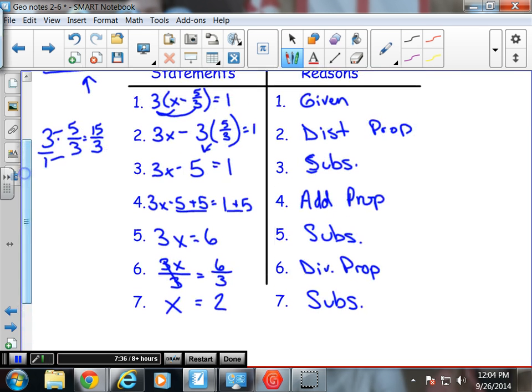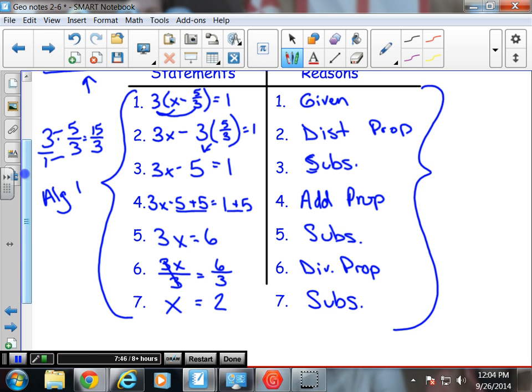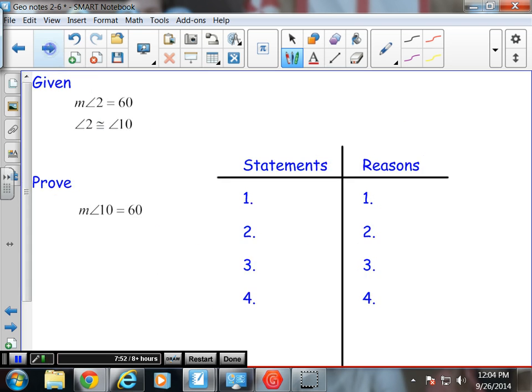So once again, this side is like Algebra 1. It's everything you did in order to solve the problem. This side, you haven't done before. That's geometry. So let's take a look at the next one.